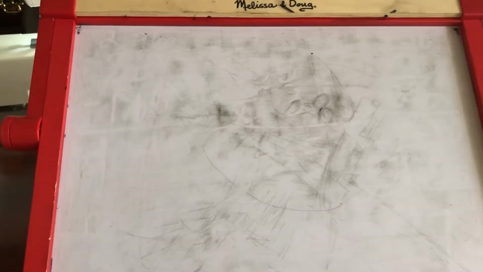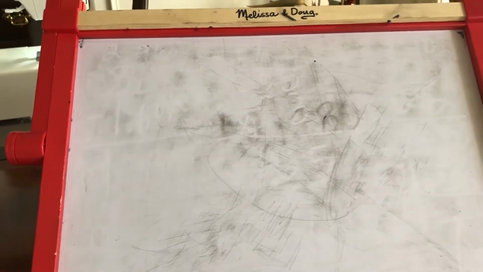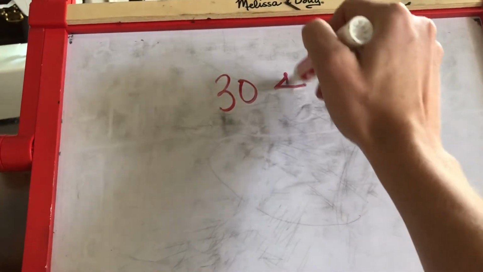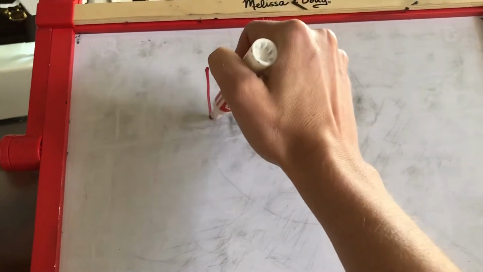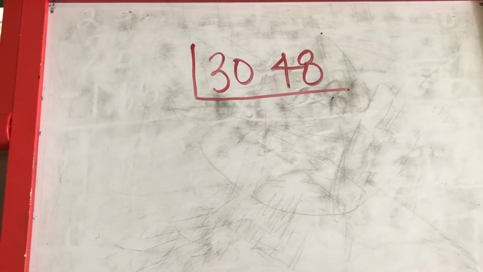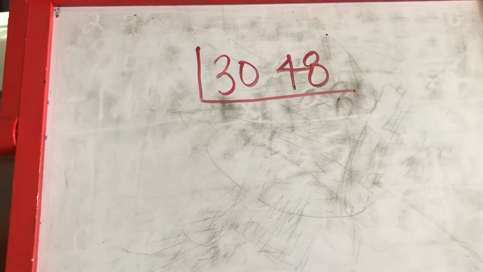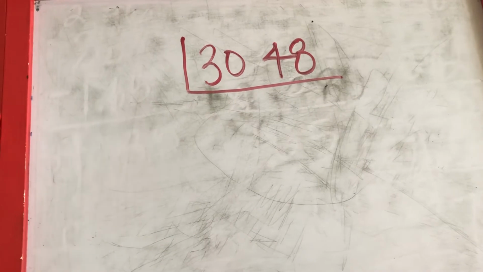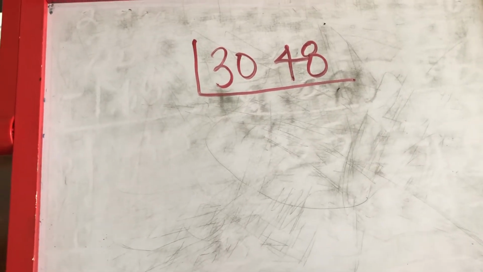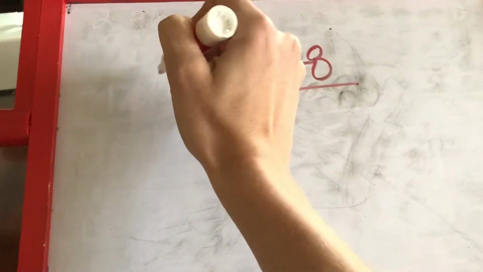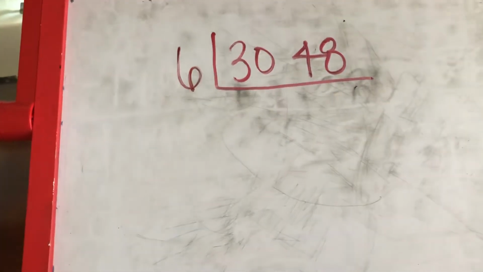Here we go. All right, so let's say I'm finding the greatest common factor of 30 and 48. So I'm going to put 30 and 48 in my little upside down division house, and I'm going to divide like normal. So I'm thinking of a factor. It can be any factor that will go into both 30 and 48. So I'm going to use 6 because I know 6 will go into both of these.